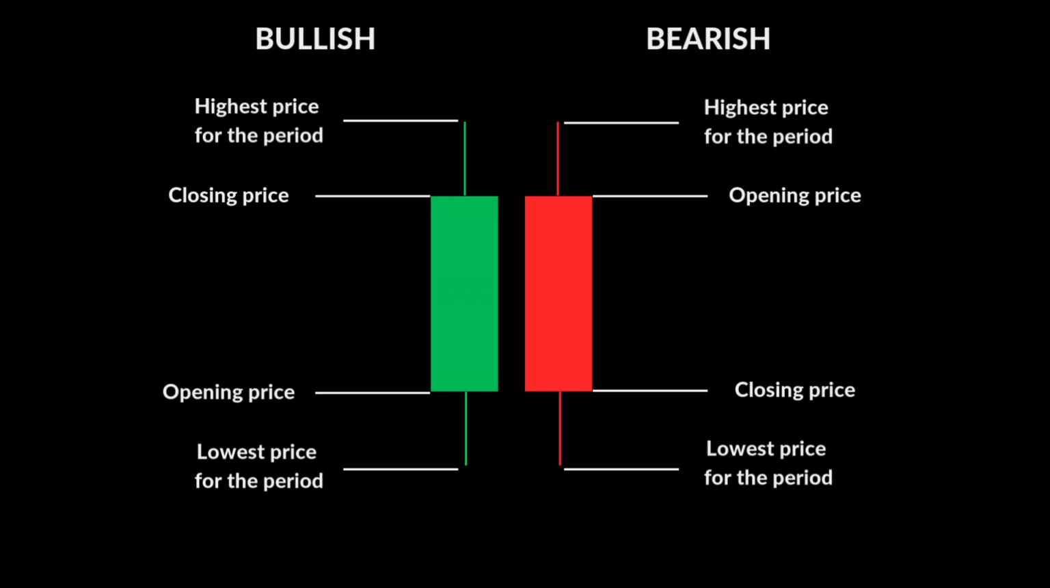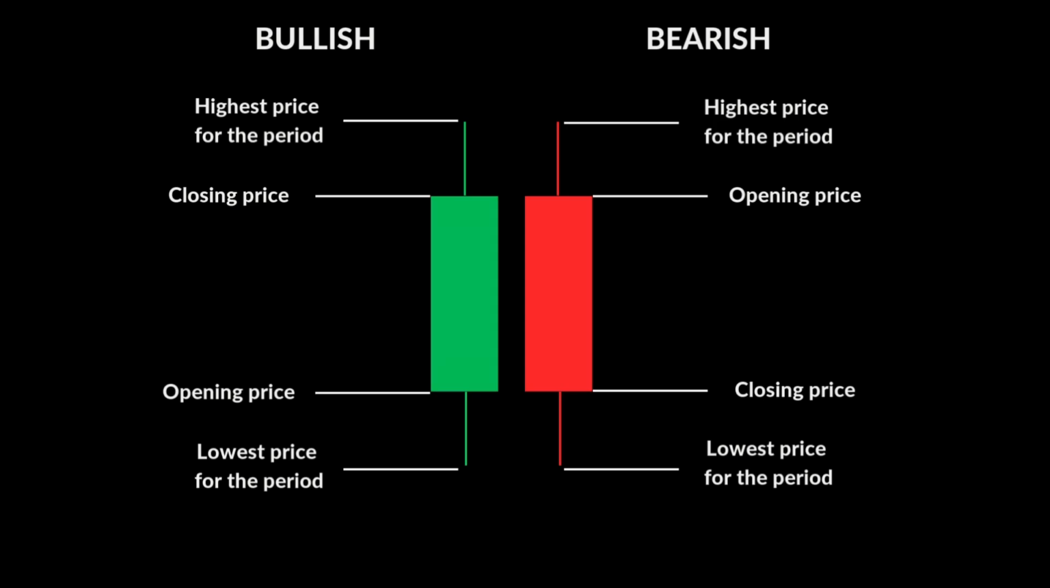Candlesticks usually come in two forms: bullish candles, green, which show that the price went up; bearish candles, red, which show that the price went down. Each candle has some key details that we're going to break down.